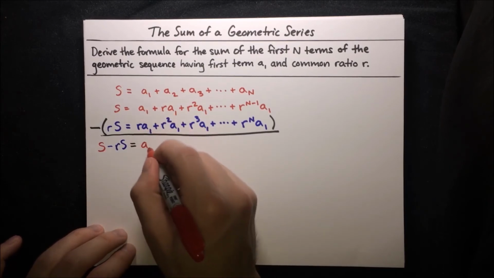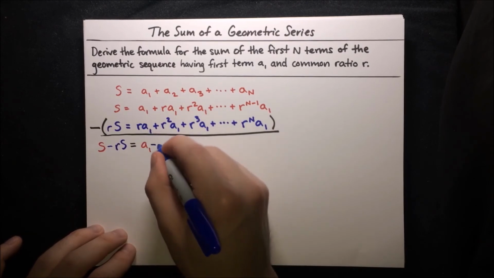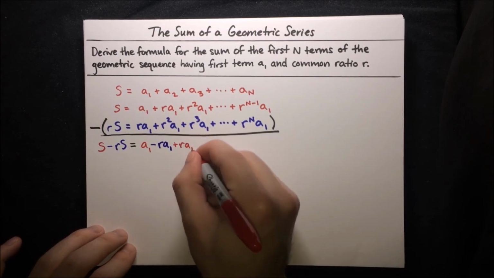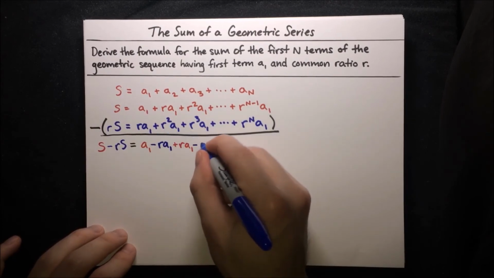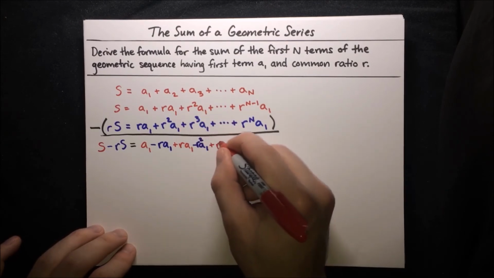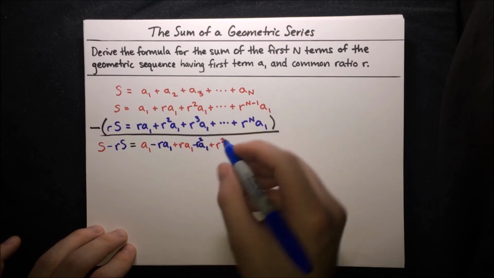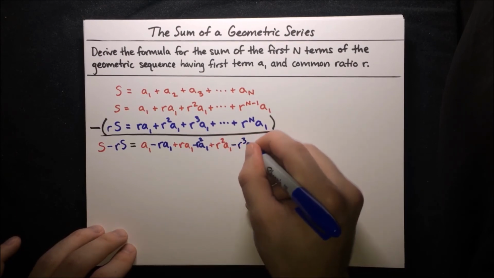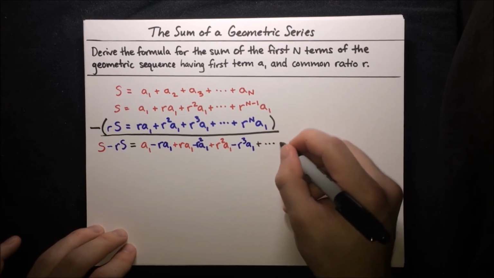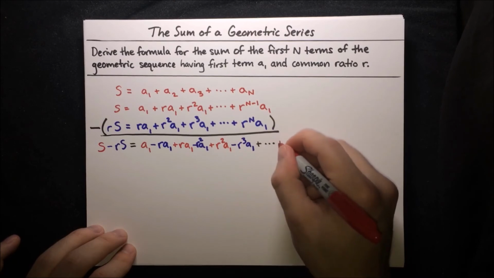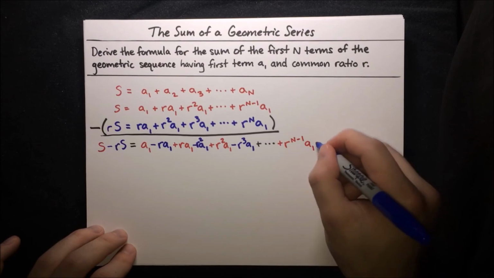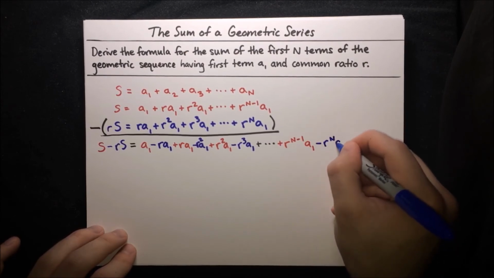So a1, then minus r a1, then plus r a1, then minus r squared a1, then plus r squared a1, minus r cubed a1. Continue this pattern of pluses and minuses. Then we've got a plus r to the n minus 1 a1 and a minus r to the n a1.